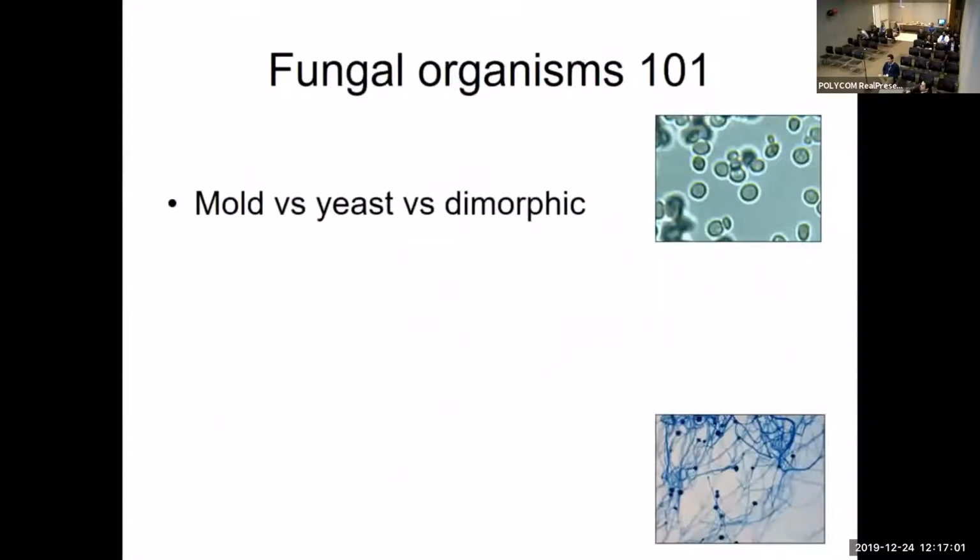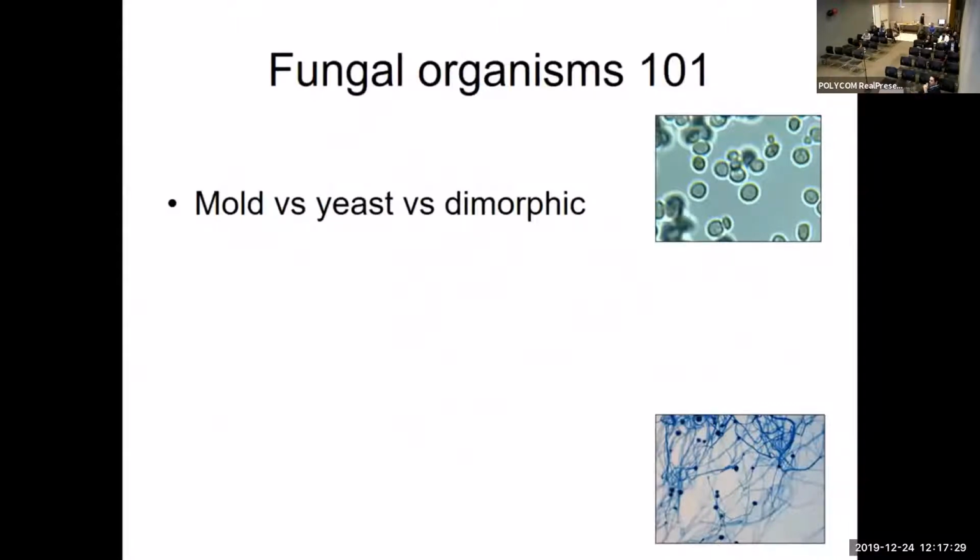Usually we hear these three main words: mold, yeast, and dimorphic fungi, but what do they actually mean? Mold is a branching fungal organism, usually multicellular. Yeast, like in the superior picture that you can see, is a unicellular organism that usually divides by budding. The classical yeast is Candida albicans. The classical mold is Aspergillus.